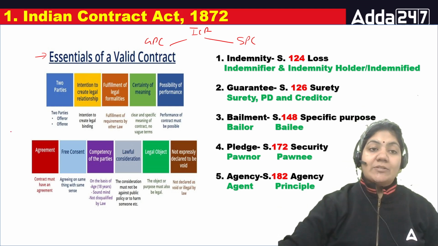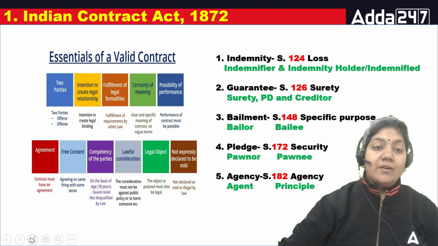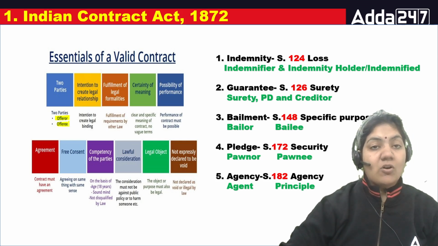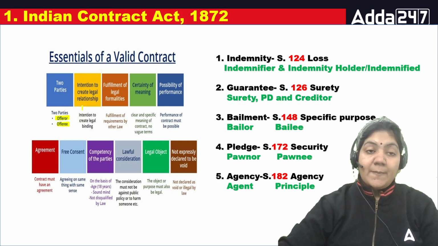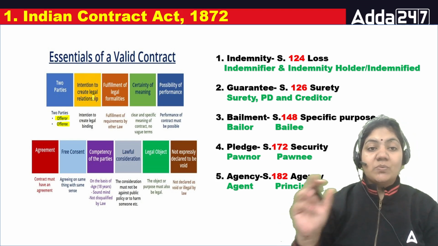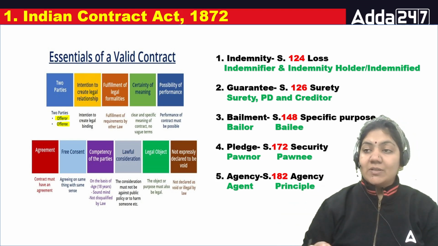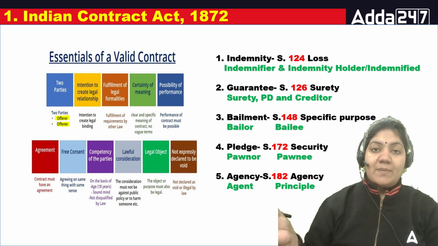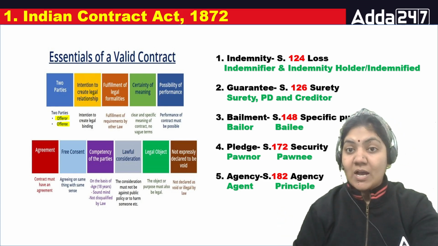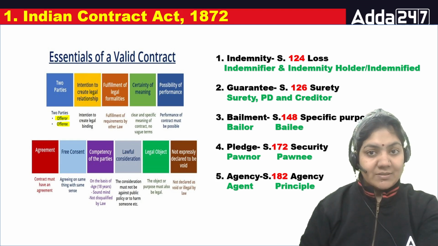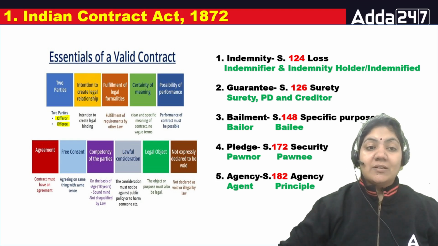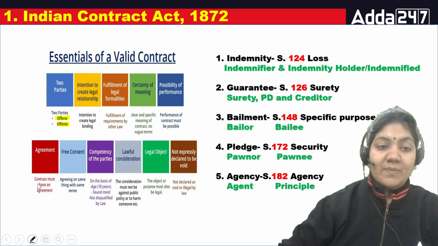So the essential points of a valid contract: first, there should be 2 parties in any contract, the offeror and the offeree. In the contract there should be a legal relationship between the parties. Suppose we take the example of a house; that is not an example of a valid contract, because in a house generally only promises take place. So in a valid contract there must be a legal relationship between the parties.